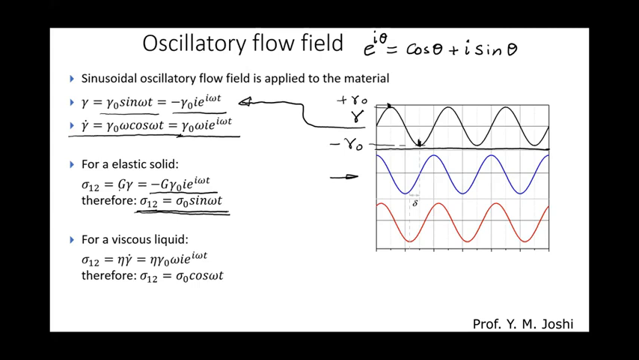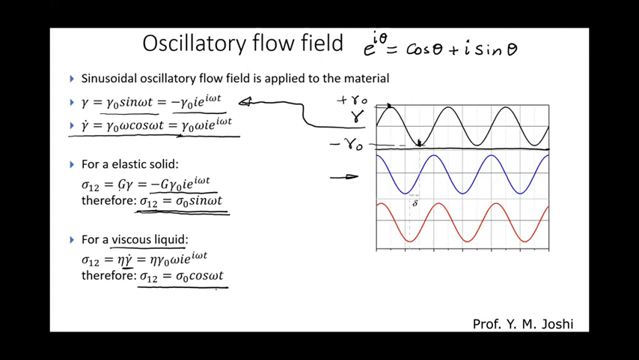All right. On the other hand, if you have a viscous liquid, then what will happen? Then stress is proportional to now gamma dot. All right. Which means that stress will show gamma 0 cos omega t behavior.